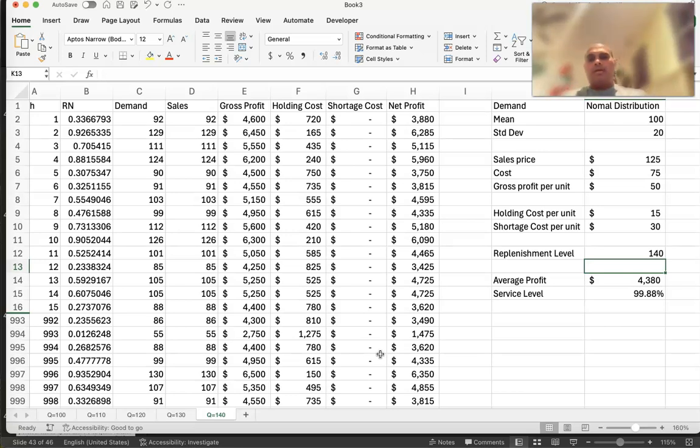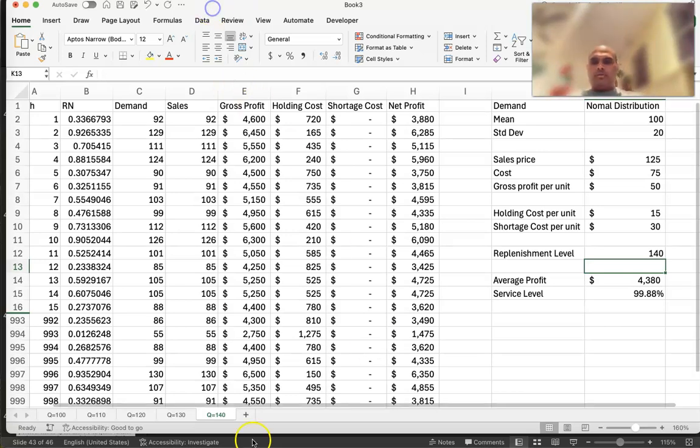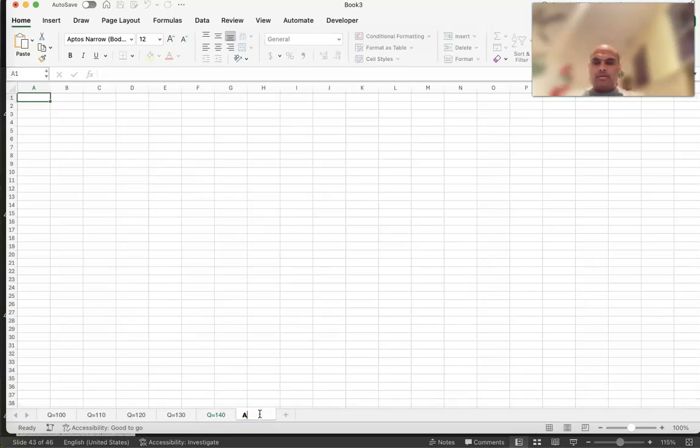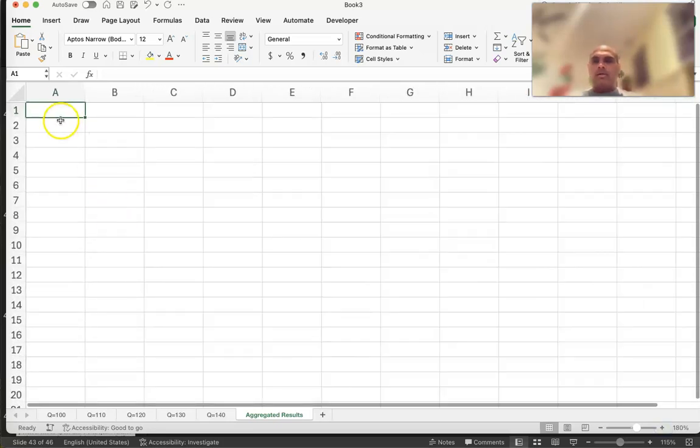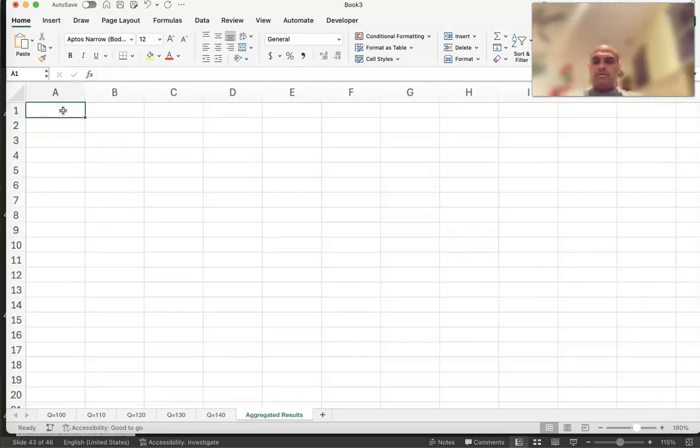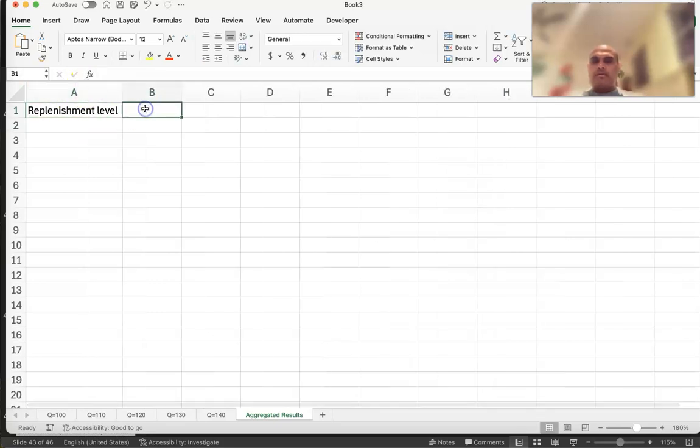All right. Now, what I want to do is create another page. I'm calling this aggregated results. What we'll do here is create a table, exactly the one that they created. So let's create the replenishment level. The other columns are average profit and service level.